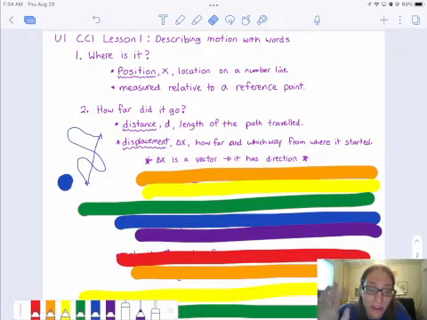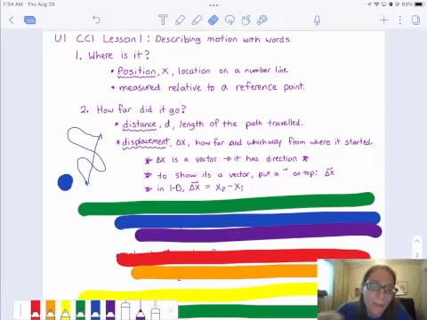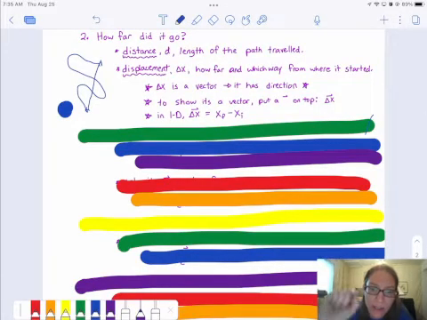The delta x, that displacement, is a vector because we also have to say which way we went. It has direction. We'll talk a lot more about vectors later, but those vectors do matter. To show that it's a vector, we put a little arrow on top of the delta x like that, and in one dimension, to find that delta x, that displacement, we just take the final spot minus the initial spot. A negative or a positive is all that we need to identify the direction.